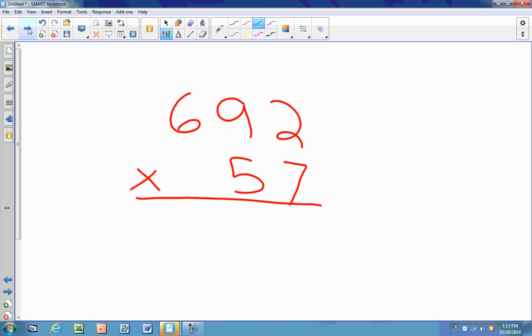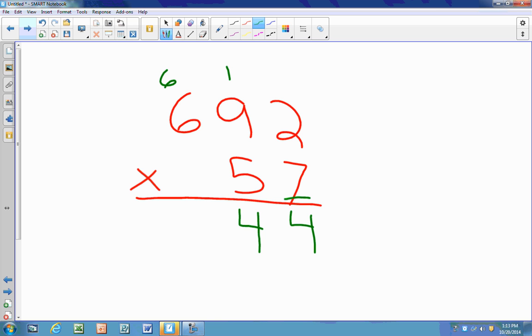Last example, we have 692 times 57. This time I'm going to cross out my 5 in my head, so kind of like I'm just covering it up. I'm not actually going to put an X on it and try to do it without writing my X's. I start all the way over in my 1's place. 7 times 2 is 14. I put down the 4, carry the 1. 7 times 9 is 63, plus 1 is 64. Put down the 4, carry the 6.